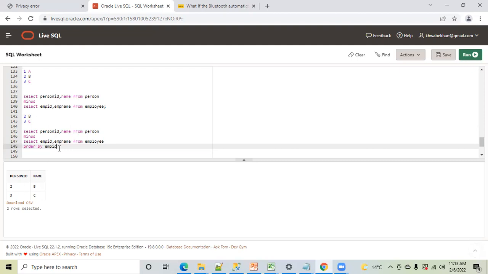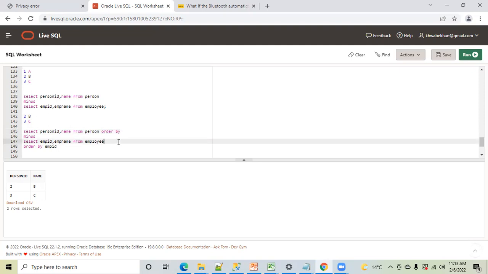Yes, correct. So let's conclude what we understood now. First of all, you should not use order by in the minus operator, in either query. If you want, you can use it at the end. You will not get any error message. Is this clear? Yes, clear.